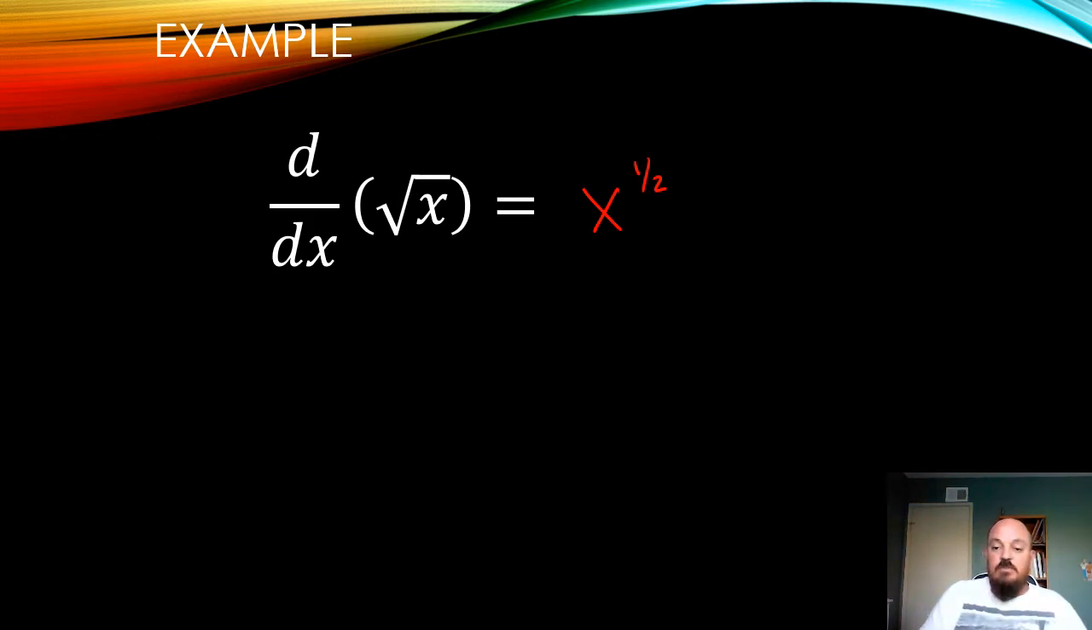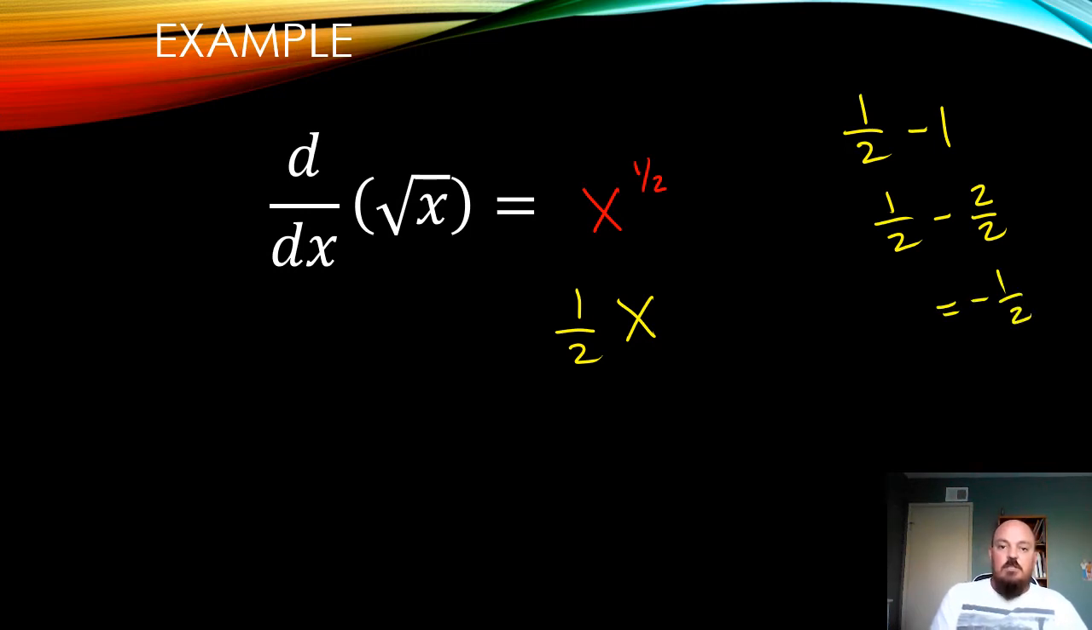When I'm taking the derivative of x to the 1/2 power, I'm going to leave the x, multiply by the exponent, which is 1/2, and then lower the exponent by 1. You want to be a little bit careful with fractions. I'll do this work off to the side here. If I'm doing 1/2 minus 1, what I need is a common denominator, which would be 2 over 2. And 1/2 minus 2 over 2 is negative 1/2. So my exponent in my answer is going to be both negative and a fraction.